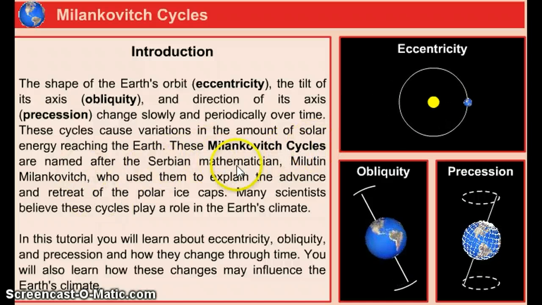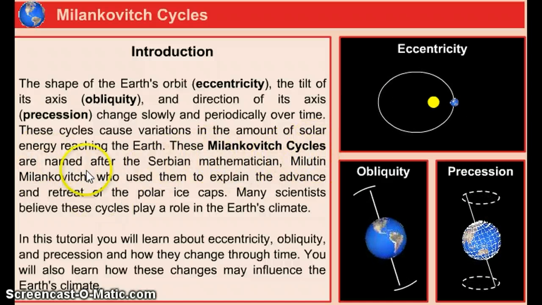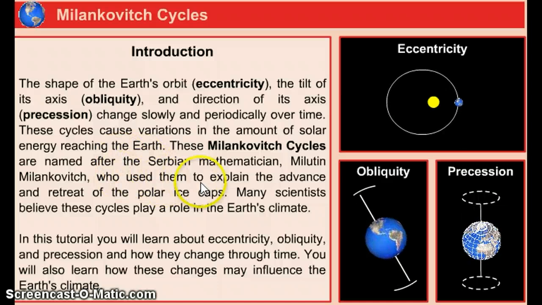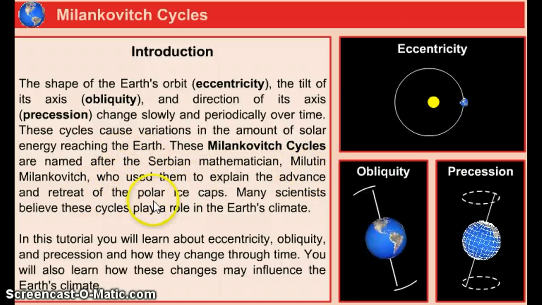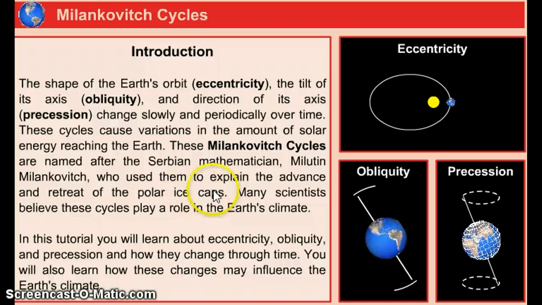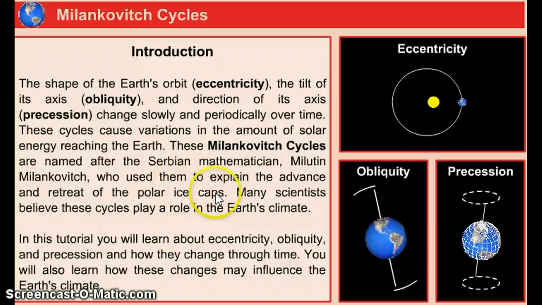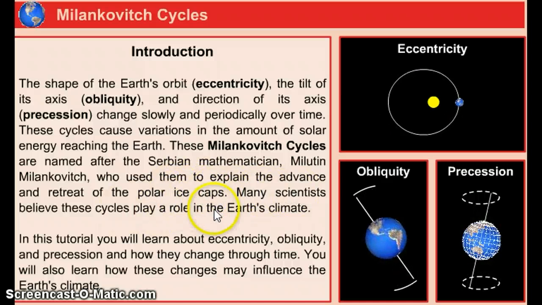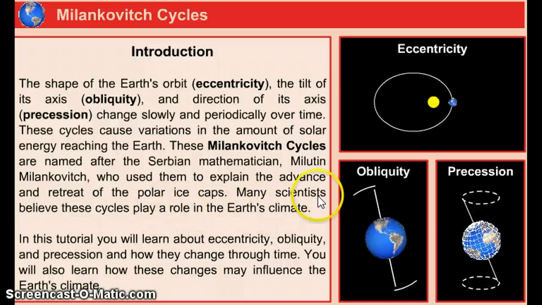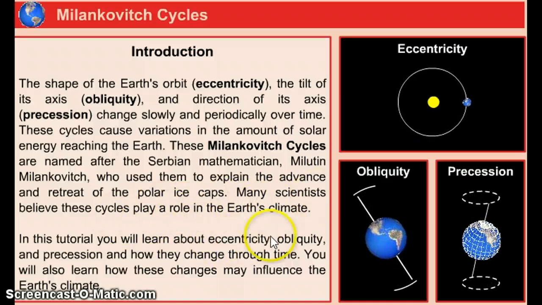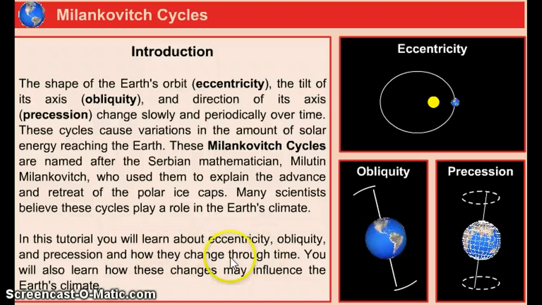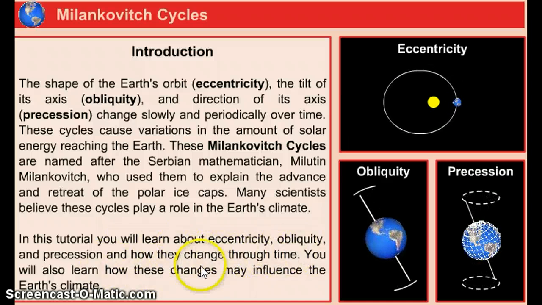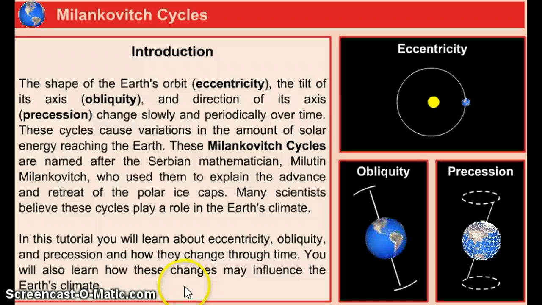They are named after a Serbian mathematician named Milankovitch, who used them to explain the advance and retreat of polar ice caps. Essentially, we're looking at glacial ice ages. Many scientists believe that these play a critical role in Earth's climate. In this activity, you're going to learn about eccentricity, obliquity, and precession, and how they change through time. You'll also learn how these changes influence the Earth's climate.